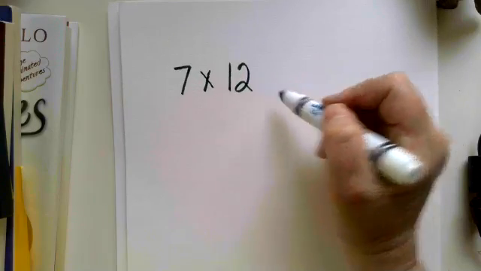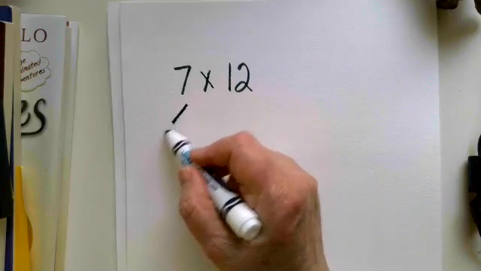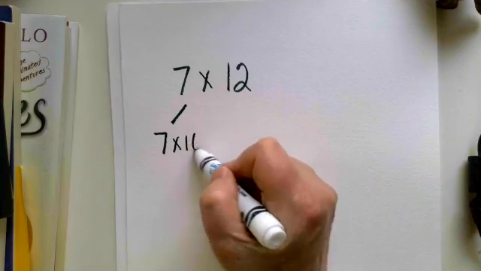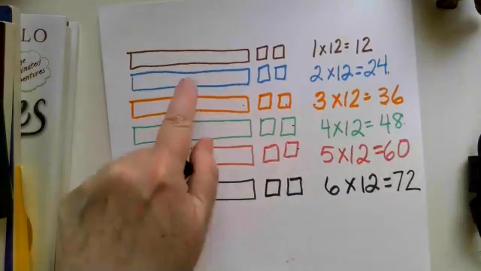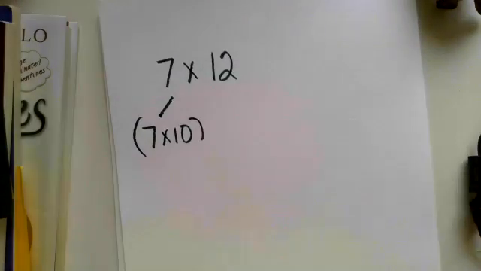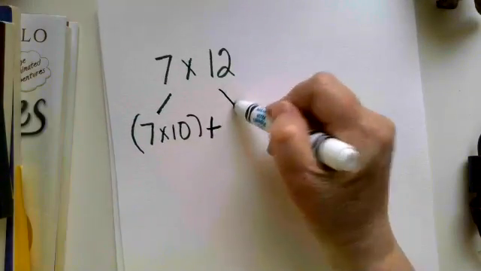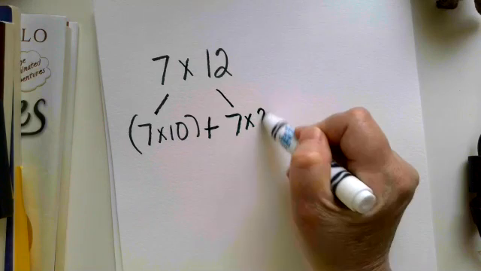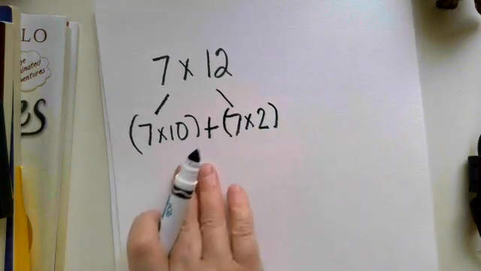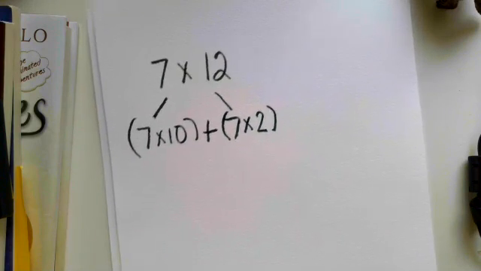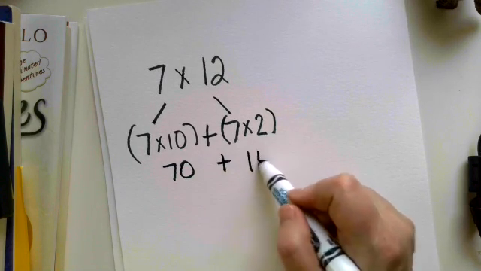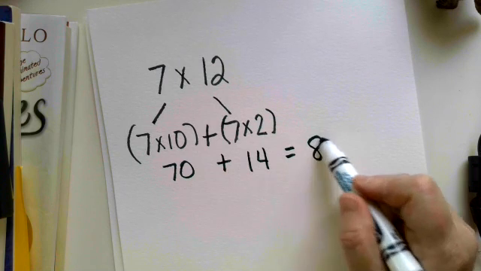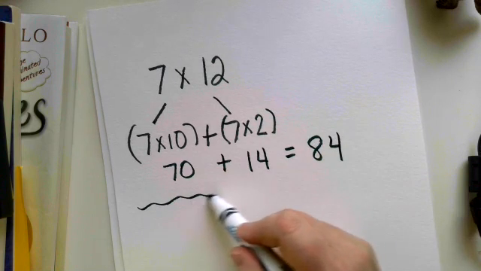What if we broke the numbers up into 7 times 10, just like we're kind of breaking them up here into tens and ones, and added that to 7 times 2, and you can kind of picture the tens on one side and the ones on the other. And that would be 70 plus 14. That's going to be 84.